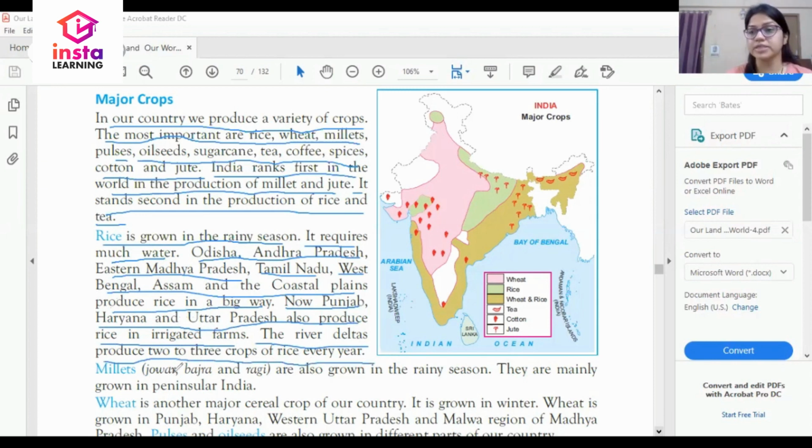Dear student, let's discuss millets. Millets are also grown in the rainy season. They are mainly grown in peninsular India. So let's discuss wheat.